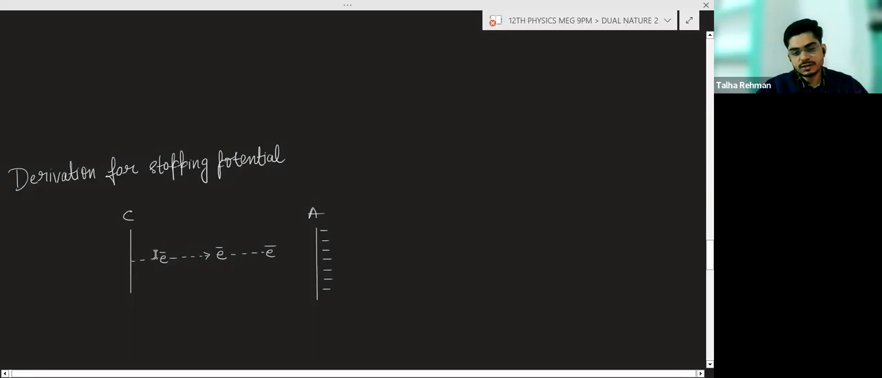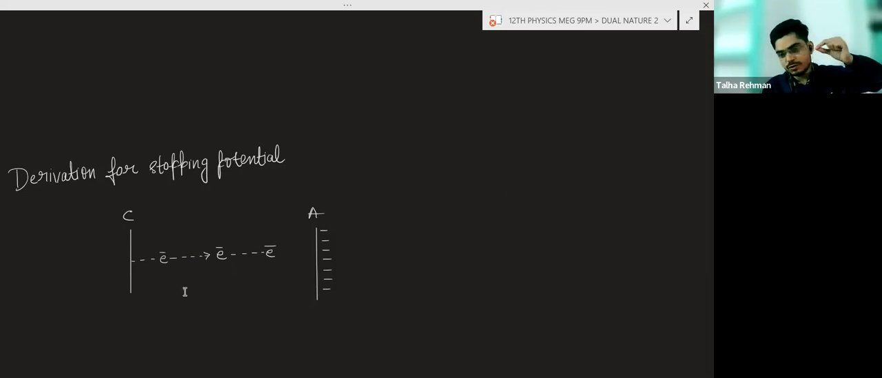So initially, you can take any electron, this electron. This electron will have kinetic energy. When the electron is moving like this, and there is a force of repulsion on the electron in this direction, the motion of the electron, or the velocity or speed of the electron, will decrease due to the force of repulsion.